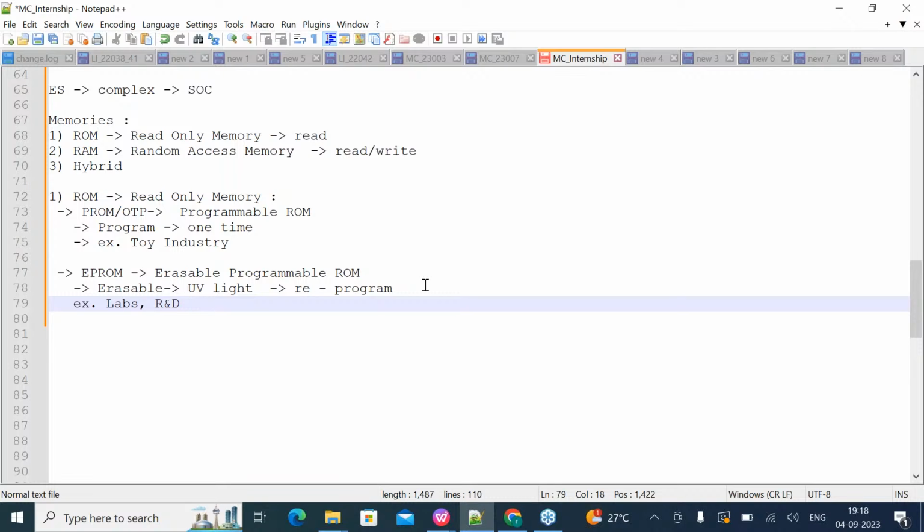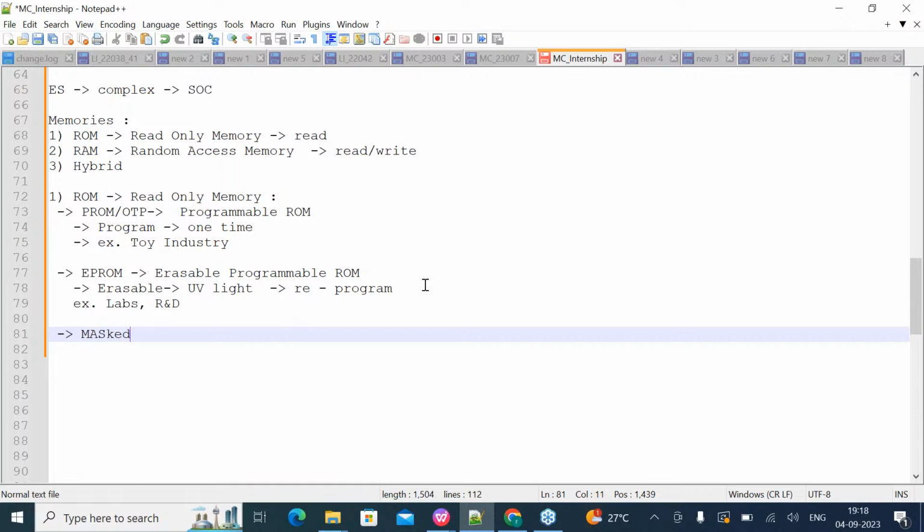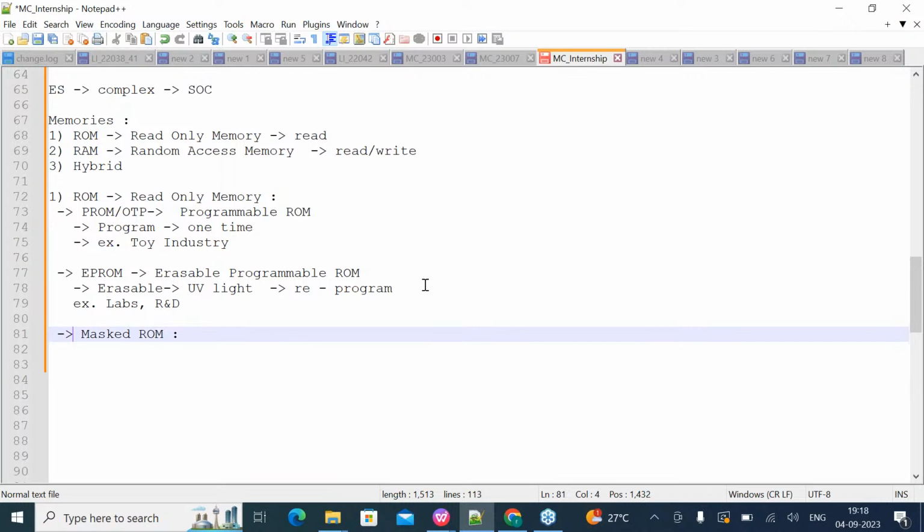Okay, then another category of the ROM is, as you said earlier, the mask ROM. It is also called MROM. So what is the meaning of mask in general? English meaning, I'm asking. Mask means what, people?